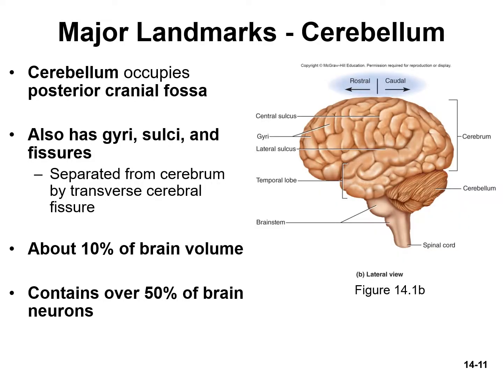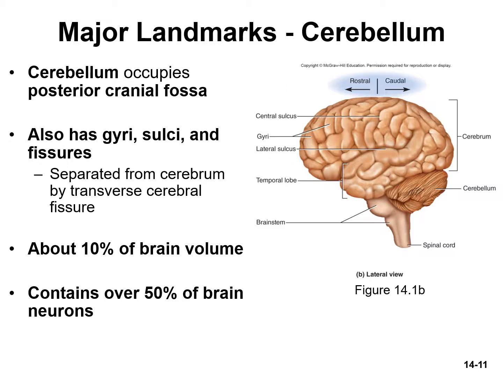So the major landmarks of the cerebellum, as I mentioned previously: the cerebellum does occupy that posterior cranial fossa within the skull. It also has gyri, sulci, and fissures. The structures that make up those folds just look a little bit different. So it almost looks like little leaflets. The gyri are really thin, almost like pages in a book that are stacked one on top of the other.